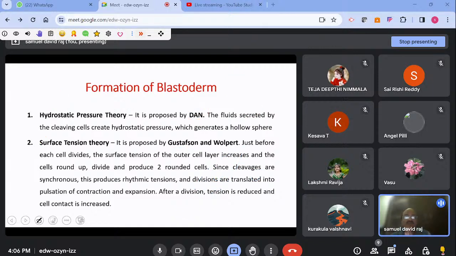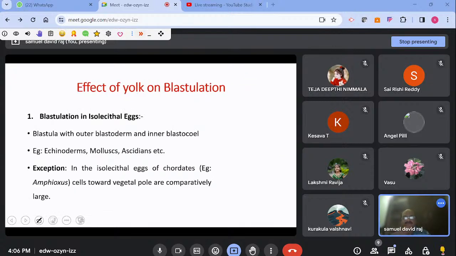Likewise, according to Gustafson and Wolpert, the cells during cleavage, as they are producing cells, are said to be rounded like the droplets. And these rounded cells exhibit what we call surface tension, which makes them come together, forming a layer, leaving a space at the center according to the surface tension theory.